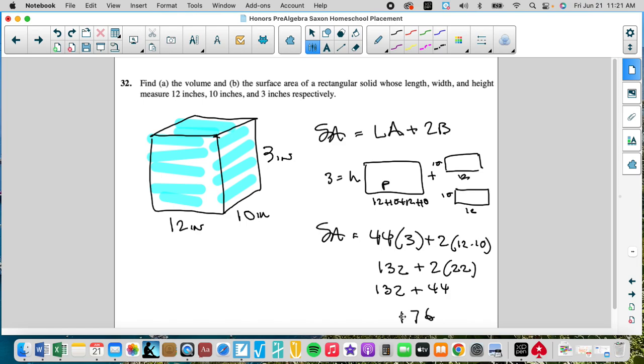Where did I make my boo-boo? Ah, it's not 22. Hello, Mr. Mac. First mistake, and people make mistakes, even Mr. Mac. 12 times 10. That was a sloppy mistake. I added those. That's 120 times 2 is 240, and that gives us 372 inches squared. Much better. Slight boo-boo there.